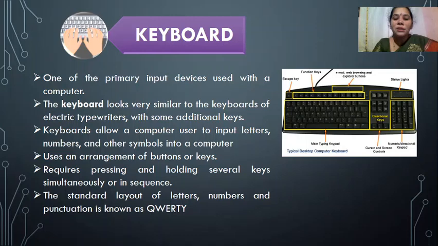Your keyboard is classified into four different types of keys. Which are those? The alphabet keys from A to Z, number keys from 0 to 9, function keys from F1 to F12, and some special keys like the enter key, tab key and other keys. These are called the special keys. The layout of this formation of keys of letters, numbers and punctuation is known as QWERTY.